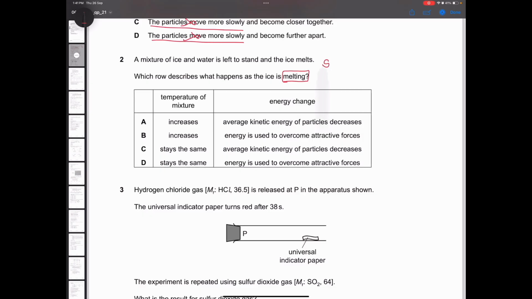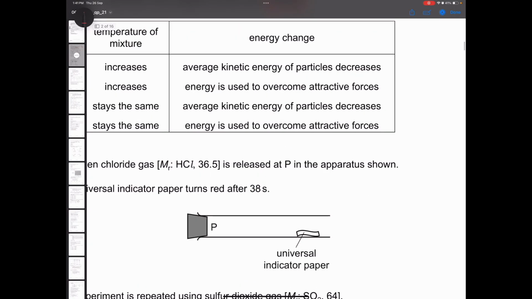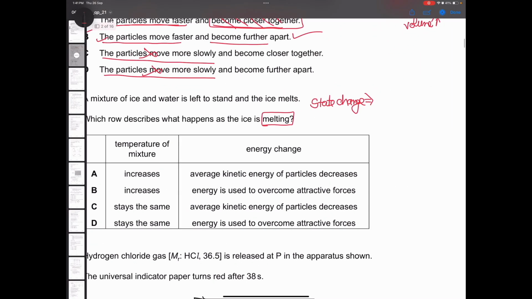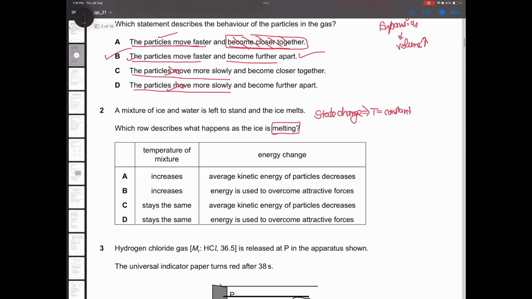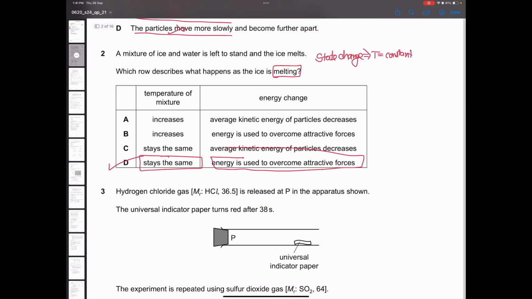We know that during state change, the temperature stays constant and the energy is used up to overcome the attractive forces. So the temperature will stay the same and the energy is used to overcome the attractive forces. Option D will be the correct answer.